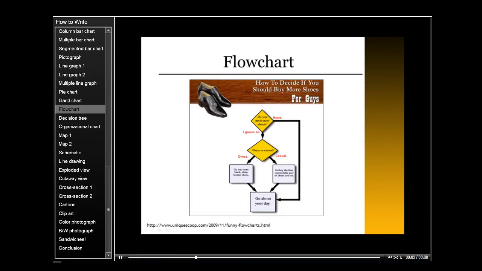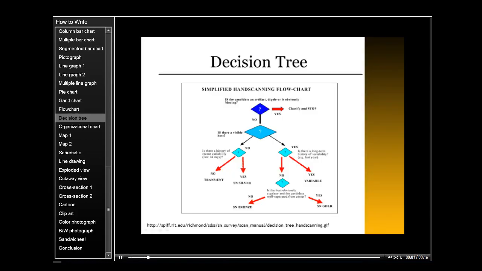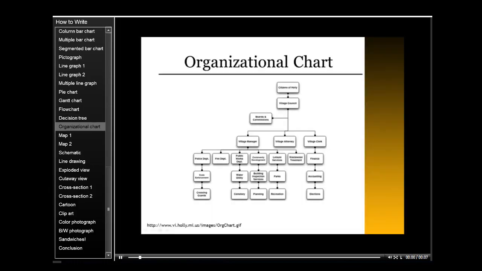Flowcharts. These count as illustrations. You've probably seen them before. What should I do? How should I go about it? Decision trees. Speaking of decision trees, here's another decision tree. It's very similar to a flowchart, but instead of saying a procedure, it is more a case of what action should I take if this is the case. Organizational charts are also very common.